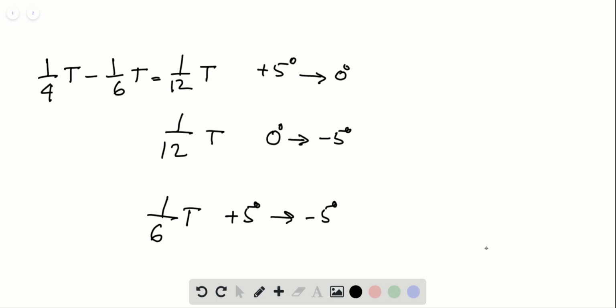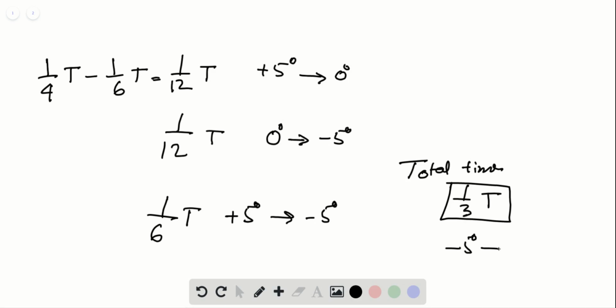So the total time spent between -5 to +5 will be 1/3 of T. And as explained before, it's just because the second half of the cycle is just identical to the first half. So that means the pendulum will spend 1/3 of its time between +5 and -5.